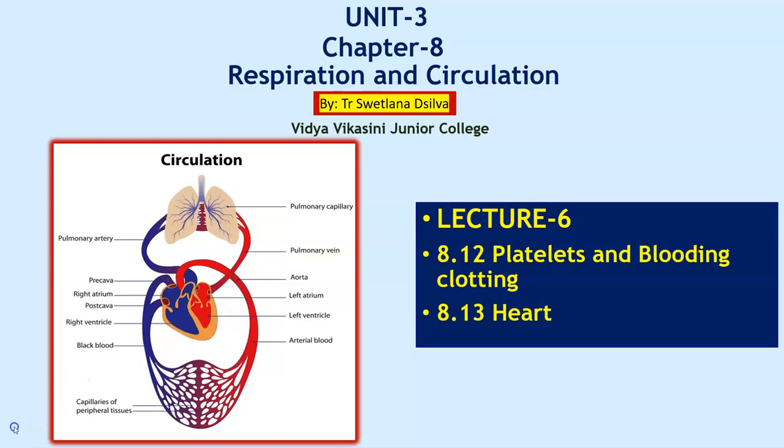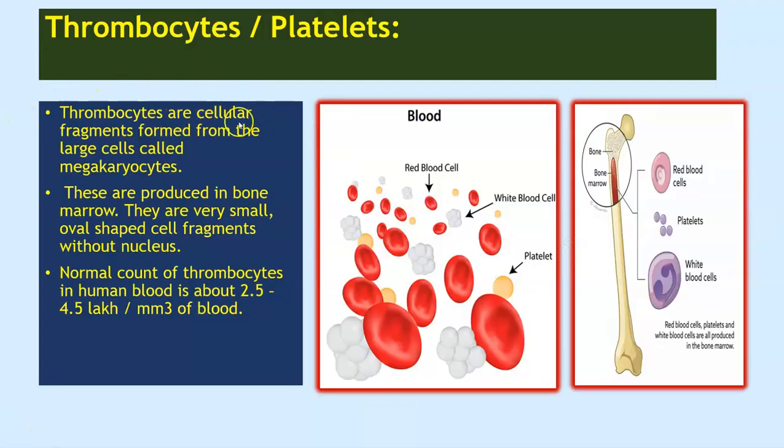So let's begin. Students, thrombocytes are cellular fragments formed from large cells called megakaryocytes. They are produced in the bone marrow. They are very small, oval-shaped cell fragments without a nucleus.